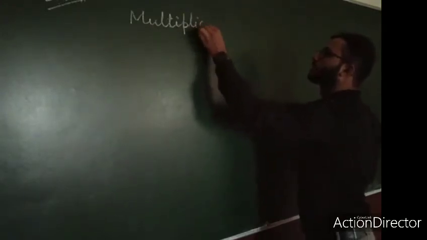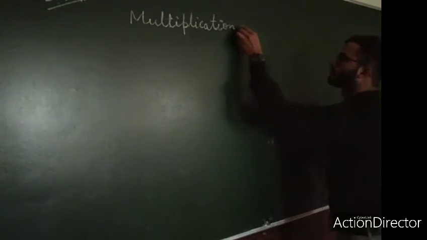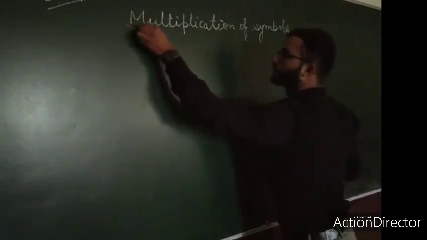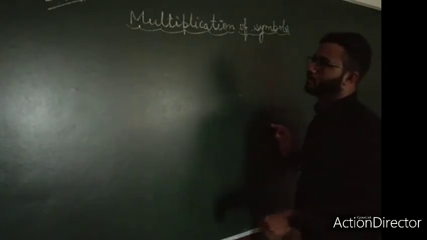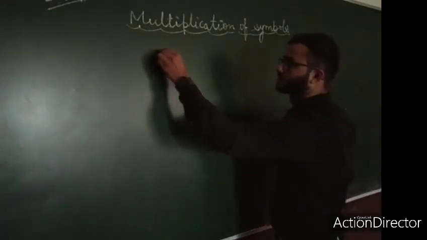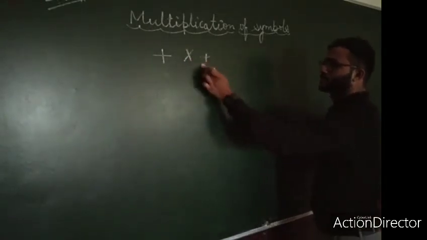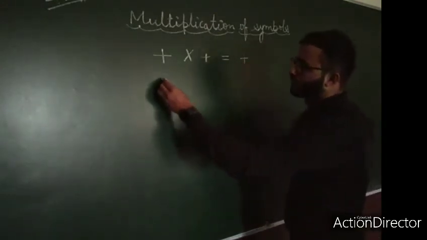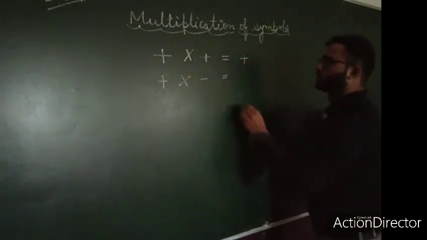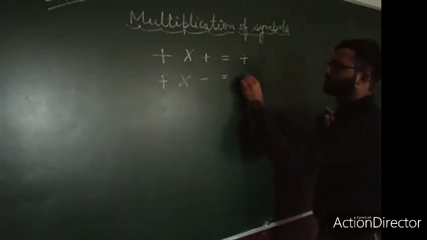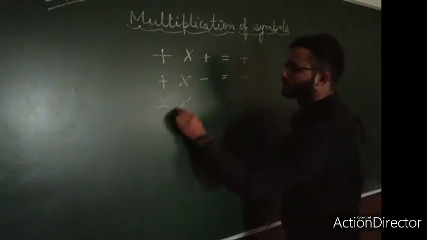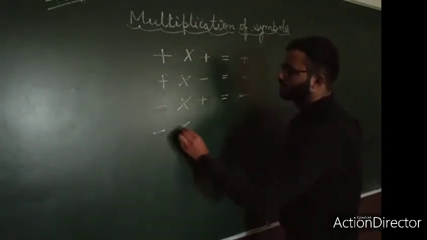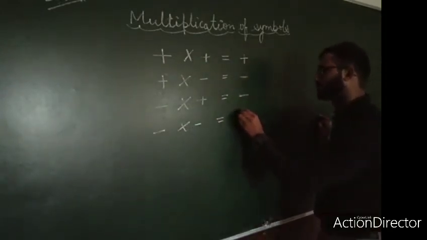Multiplication. Now here we take first positive numbers and positive symbols, like plus multiplied by plus, so here we get our product in positive. Okay. Now here we take one positive and one negative. So plus minus is minus in multiplication. Now minus and plus, here we get again negative. Then minus multiplied with minus symbol, so here we get plus.